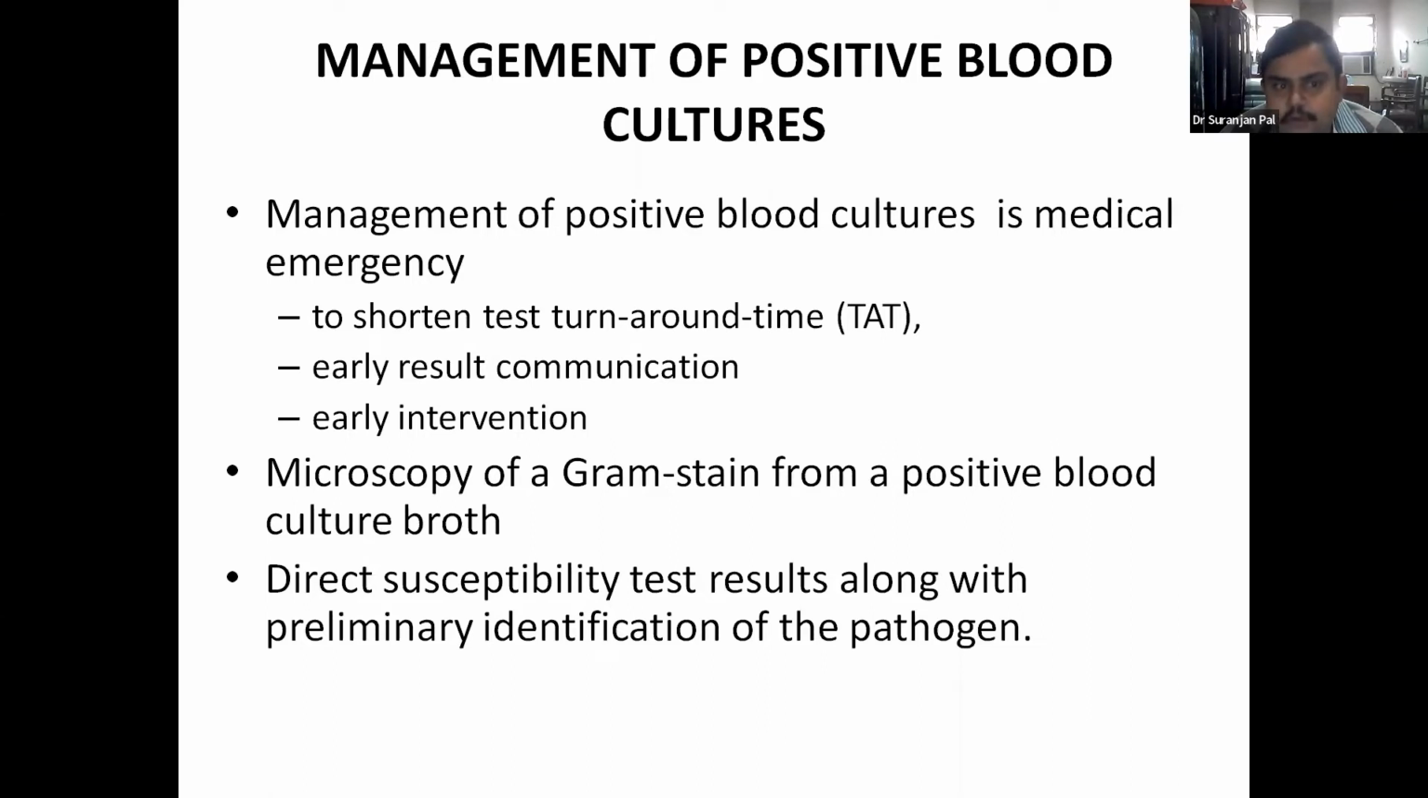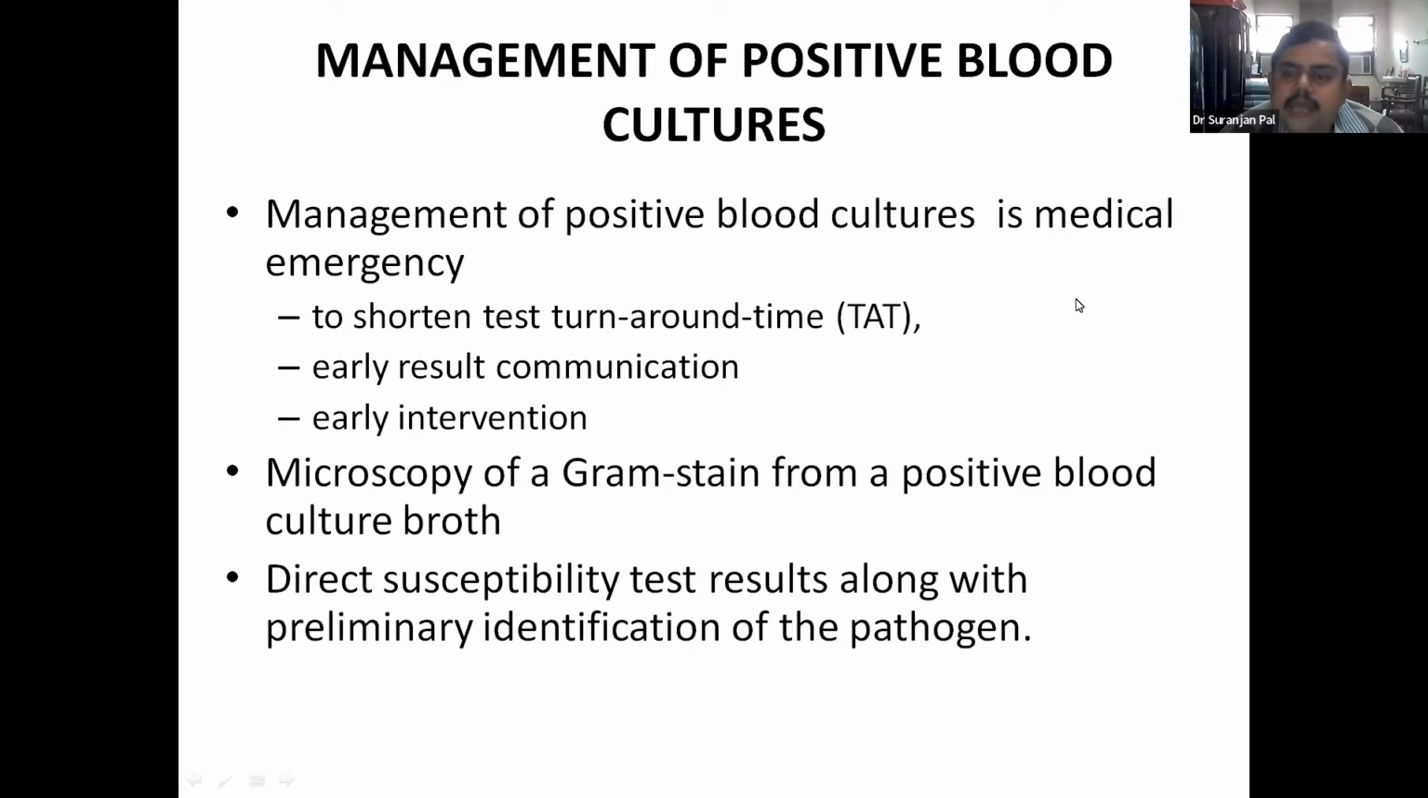I have also already shown. Next is the early result communication. Primary result, I am stressing upon that thing repeatedly, that primary reporting is of utmost importance in a clinical setting. Thus, the early intervention can be obtained.